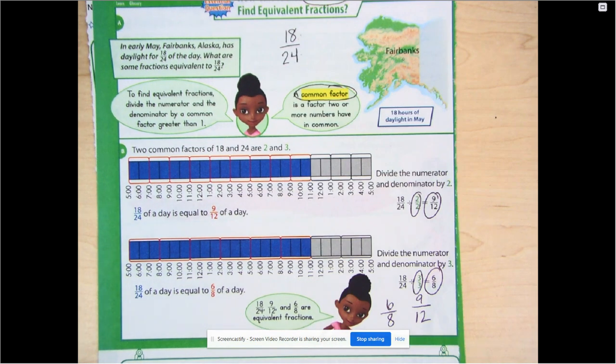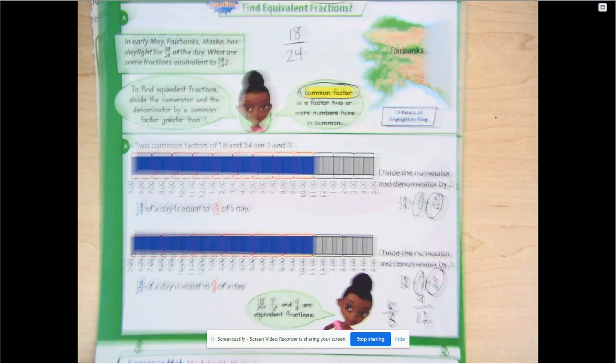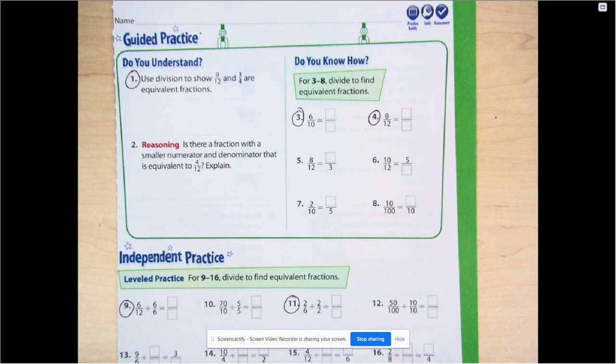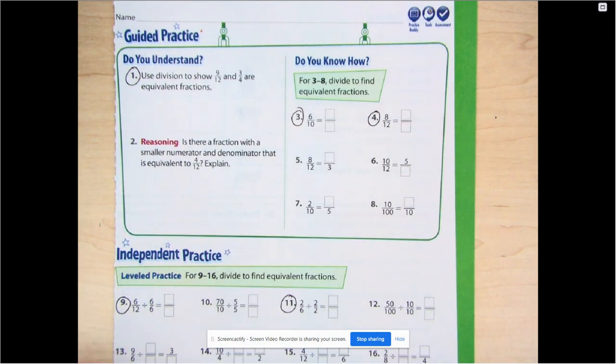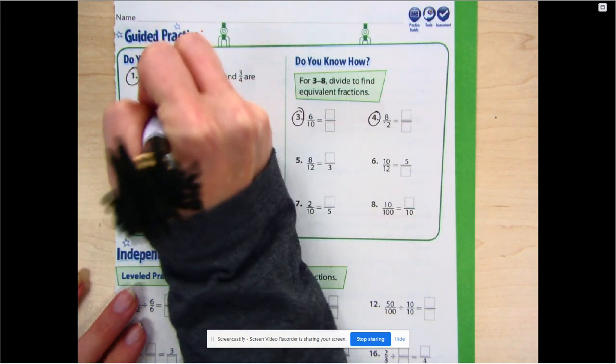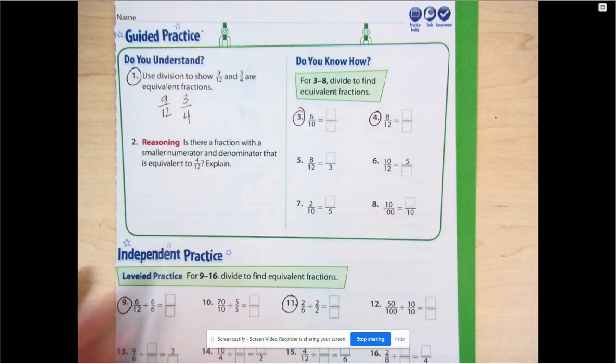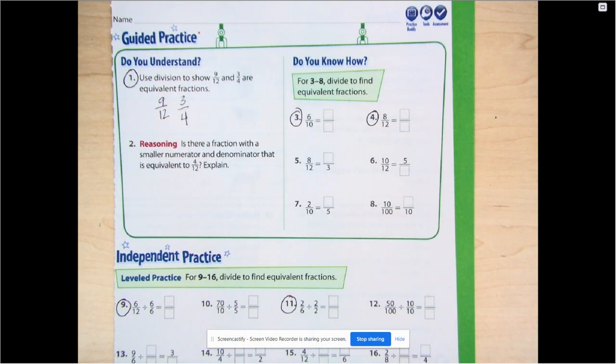We're going to repeat that process over and over and over again today until we've got it down. So get your pencil ready. I want you to take a look at this next page. The first one we're going to do together. Number 1, use division to show 9/12 and 3/4 are equivalent fractions. Can you write this down on your paper?